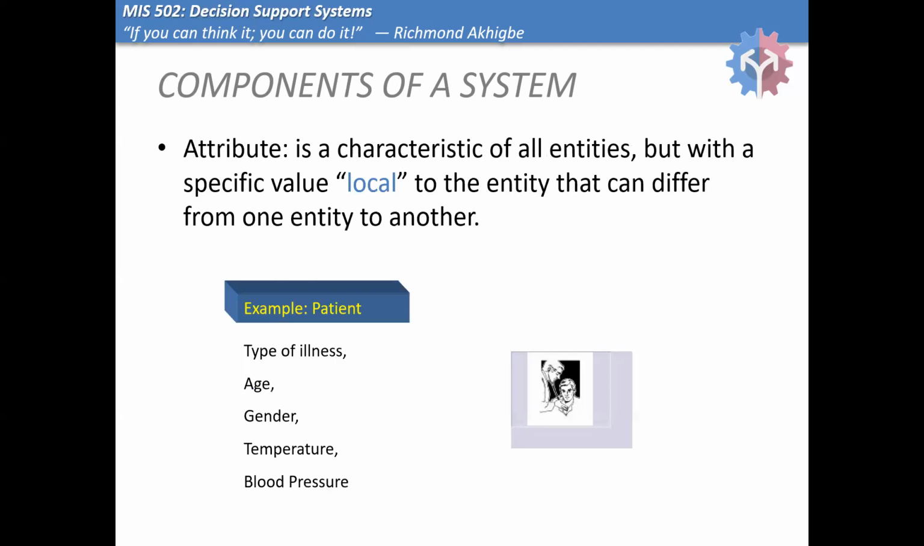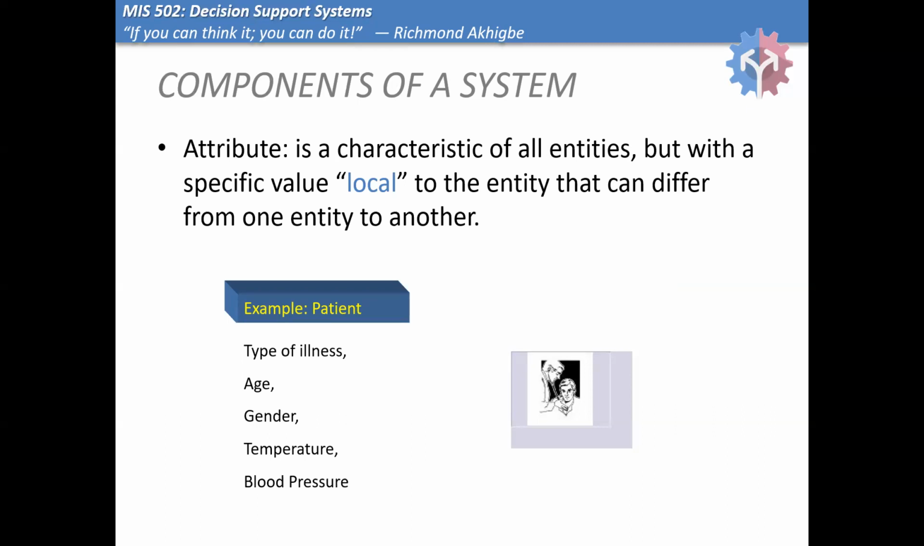Okay, then we have something called an attribute, like you just mentioned. So what is an attribute? An attribute is a characteristic of entities, but with a specific value local to the entity that can differ from one entity to another. Why are we being so precise? Because isn't it like we're simply saying that each entity has an attribute, right?